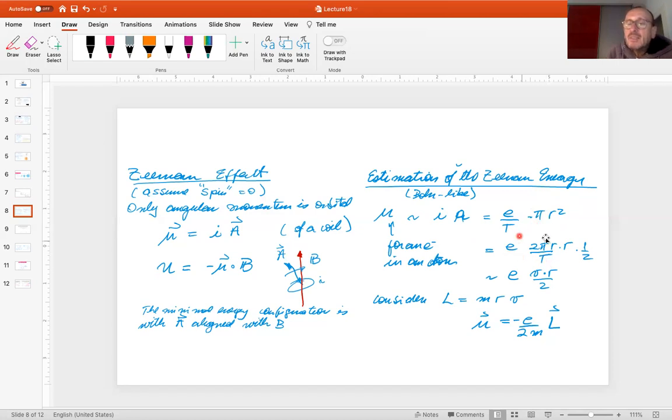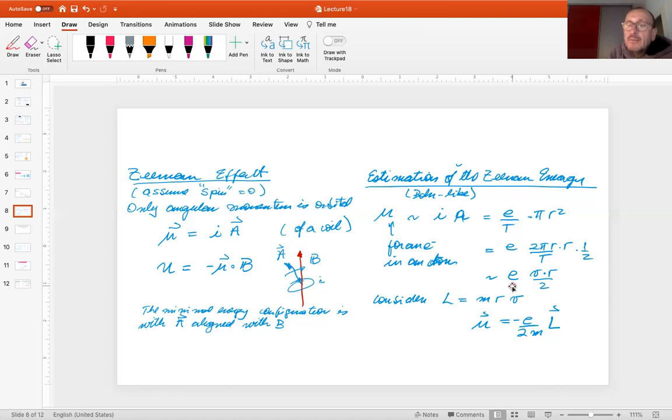And I can decompose this a bit more, write it like 2 pi r times r divided by T, and a factor of a half because I put that 2 there. But I can recognize that 2 pi r divided by T is the velocity of the particle that goes around. 2 pi r is the length it's actually going through, in what time? In time T. So this is actually the velocity of the particle around the nucleus. Okay, so I just write it as e v r over 2.